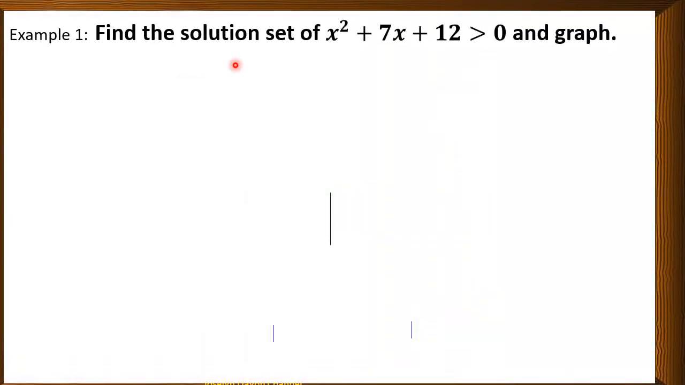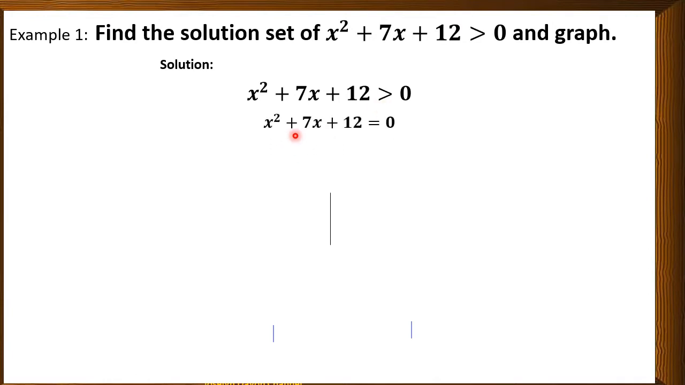Now let's have the first example. Find the solution set of x squared plus 7x plus 12 is greater than 0, in graph. Okay, first, we copy the inequality, since it is already in standard form. Next, the inequality symbol greater than will be replaced by an equal sign. So we now have x squared plus 7x plus 12 is equal to 0. We now have a quadratic equation in standard form, so we are going to solve this by factoring.